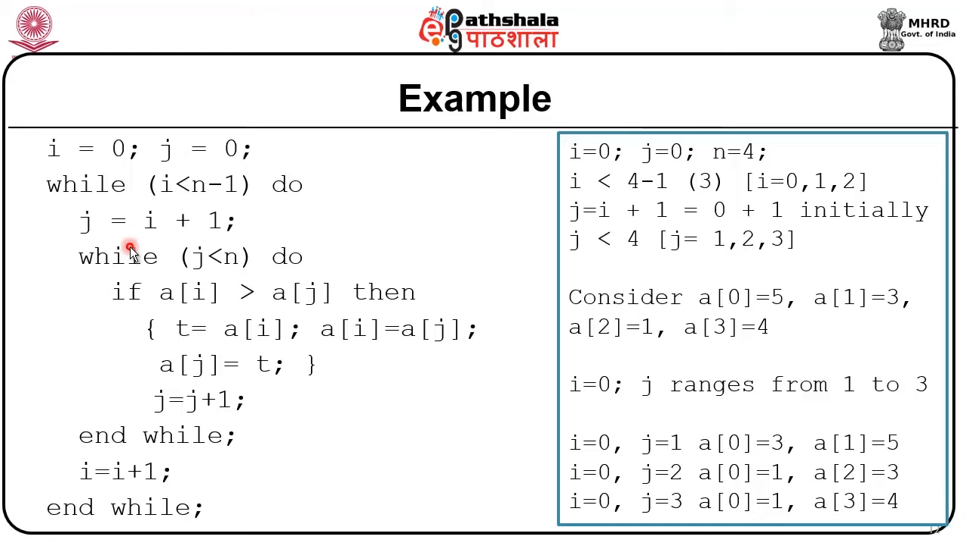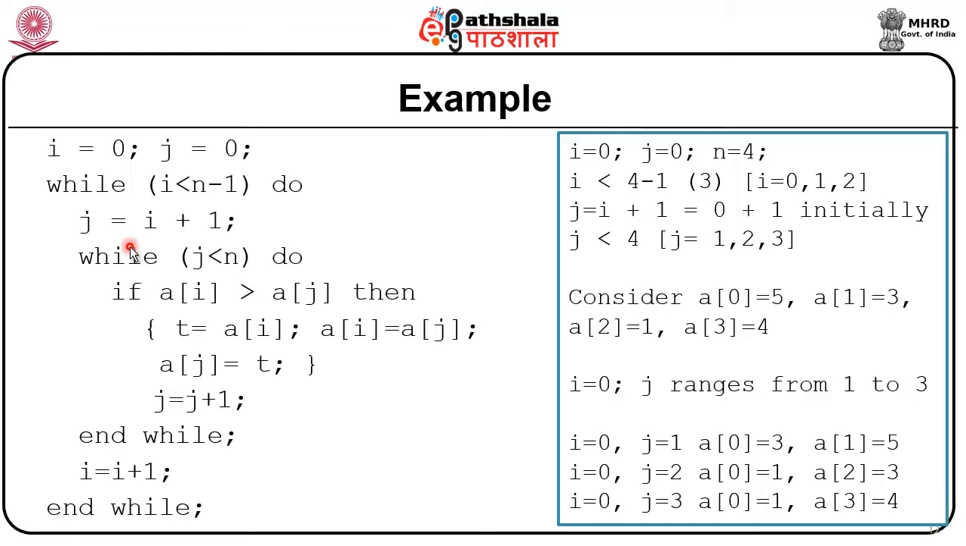So, the value of a of 0, which is 5, is assigned to a temporary variable t, and the value of a of j, that is a of 1, is assigned to a of 0. That is the second statement there, a of i equal to a of j. So, the value of a of 0 now is 3 and the value of a of 1 is 5.